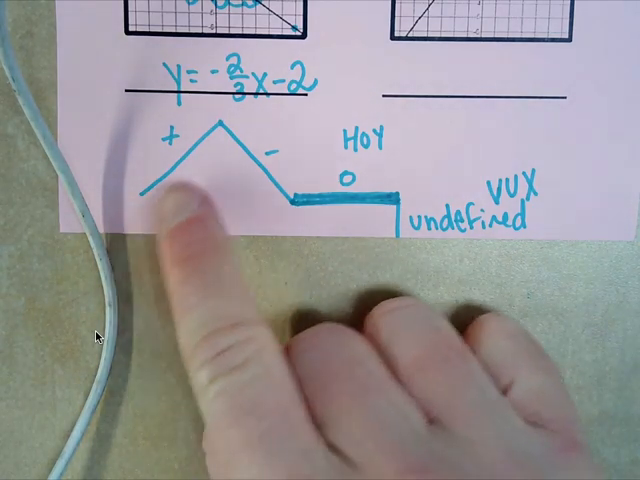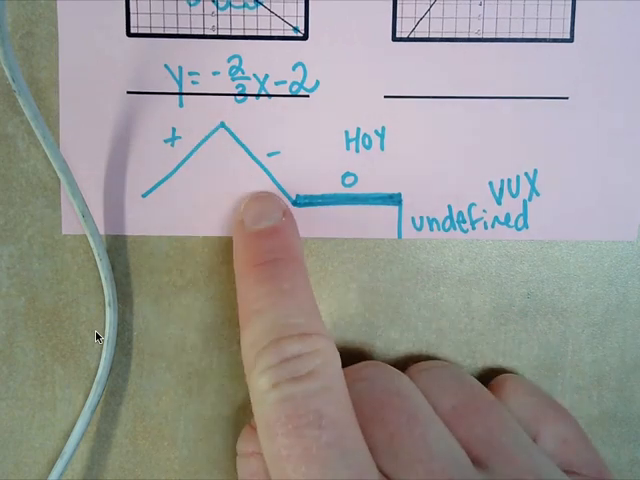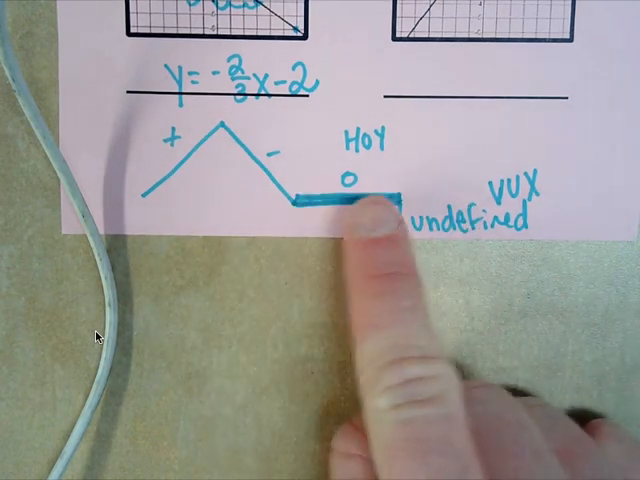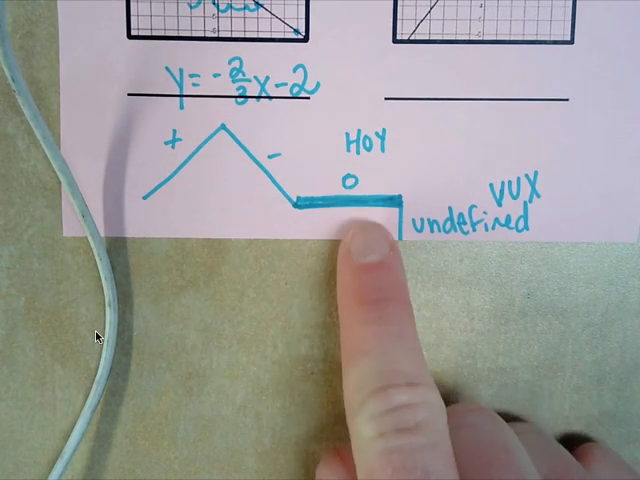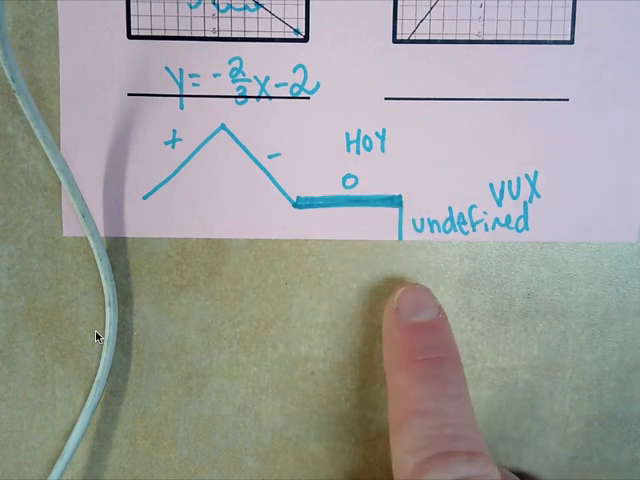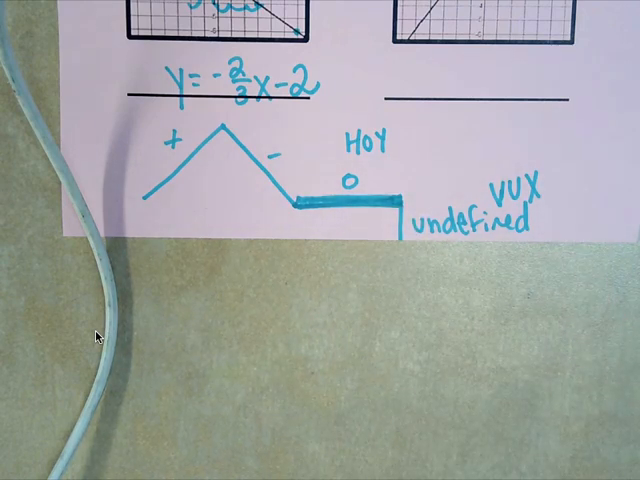So positive from left to right, negative from left to right. 0 is just a horizontal line. It's hoy. Undefined, if he's fallen off the cliff, that's vux. Anytime it's x equals a number, that's vux.